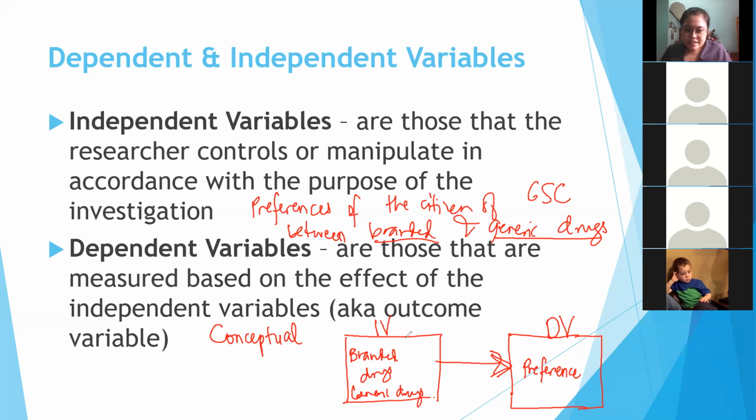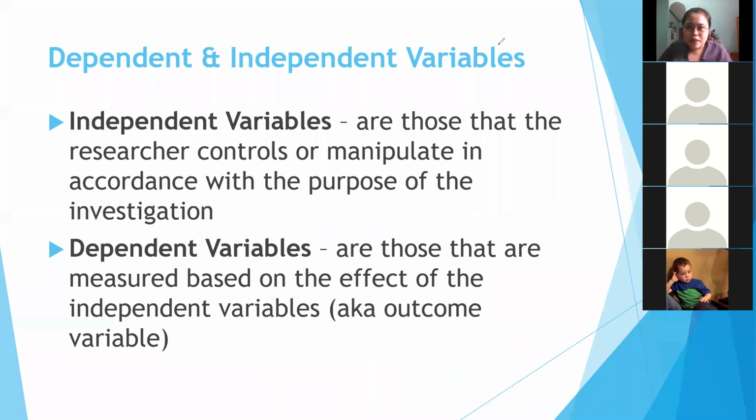Again, si independent, these are the things that we control or manipulate in accordance with the purpose of investigation. And the dependent variables are measured based on the effect of independent variables. Thus, it is also called the preference. The outcome variable na nag-chat right now. Yes, I'll give you more examples para mas masabtan. You cannot get this with just one example only.